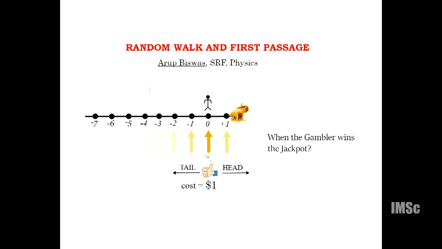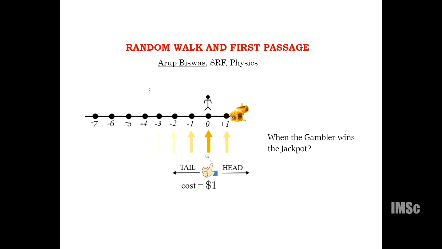The problem is like this. There is a gambler who wishes to win the jackpot amount. What he needs to do is play a game. The game is like this: he will toss a coin. If the coin gives head, he will move one step to the right, and if the coin gives tail, he will move one step to the left. By doing so, whenever the gambler reaches +1 for the first time, he will win the jackpot amount. So the game is very simple, but each coin toss will cost him $1.